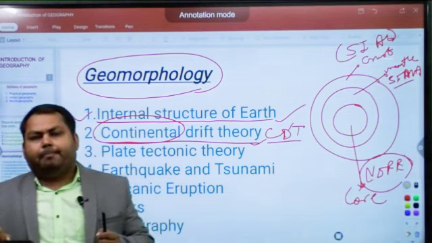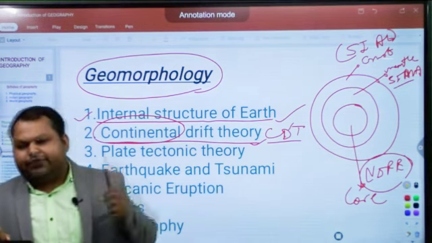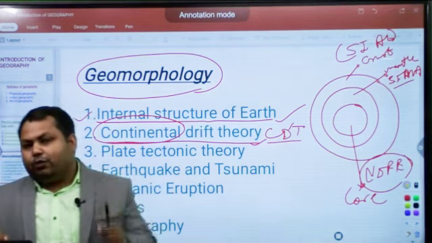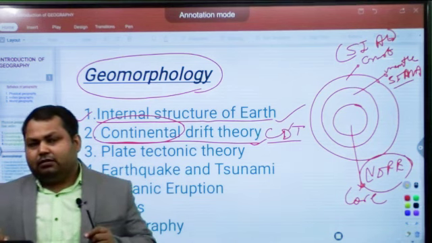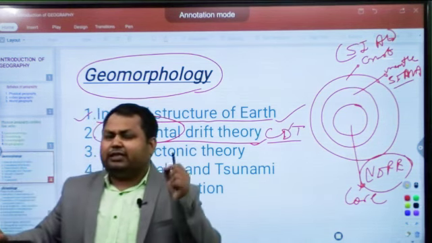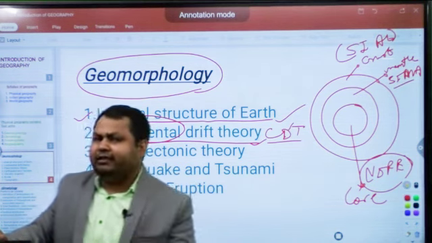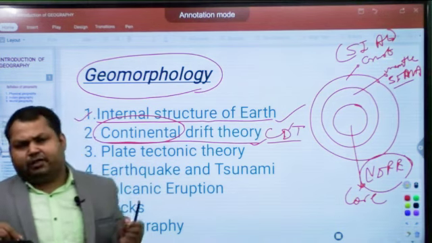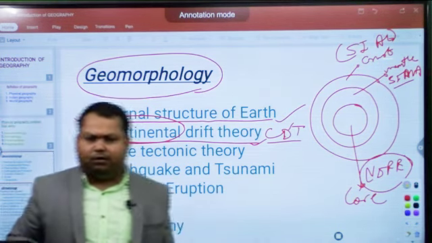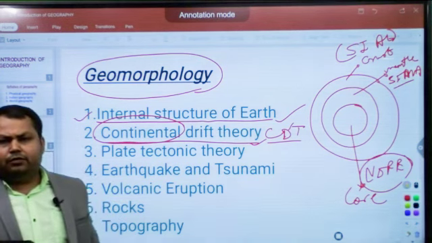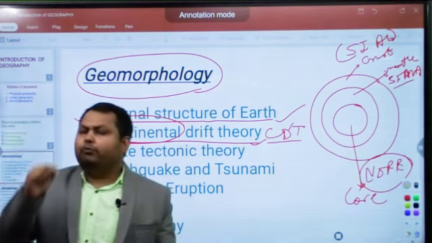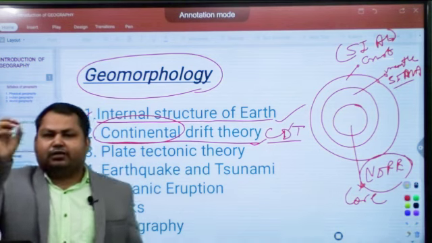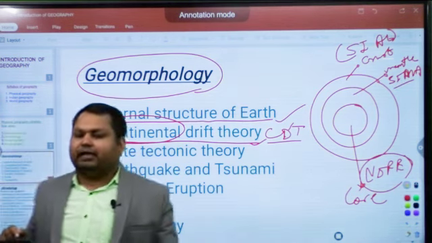It is said because if the gravitational pull of the sun and moon can play a role in the occurrence of the tides in the oceans, in the same way there can be movement of the continents under the influence of the gravitational pull of the sun and moon. So Alfred Wegener visualized the movement of continents on seeing the activity of the tides, the movement of ocean water under the influence of the gravitational pull of the sun and moon.